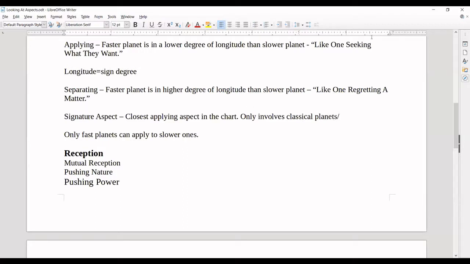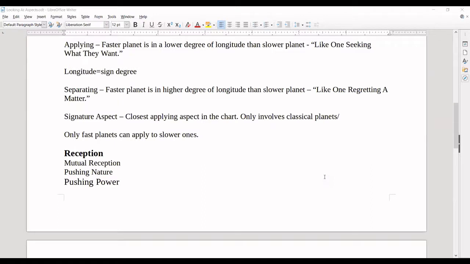Okay. Okay, Moon applying to Mars, Sun applying to Trine. So which is closer? What we're looking for is who's the closest. Yeah, so Jupiter at 23 degrees 45 minutes Cancer opposing Saturn. Oh, that's an opposition, Lily. That's separating.